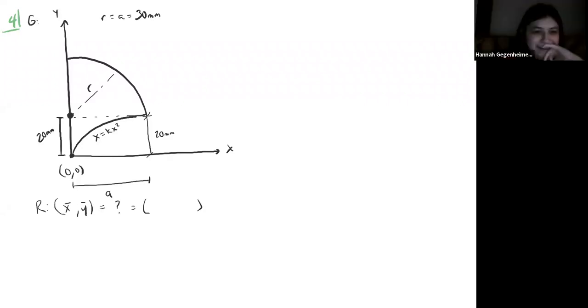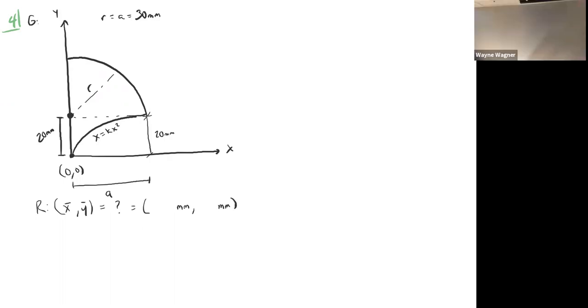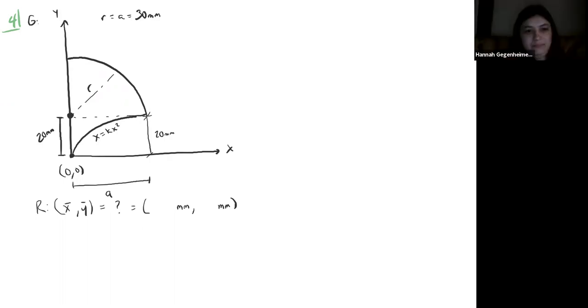So give me your best guess of X bar, Y bar. Required, we want X bar, Y bar, the location of the centroid. What's your guess? The whole area or distance is 30 millimeters. Yeah, so this little A at the bottom is 30 millimeters, and I guess this one is 30 millimeters here.